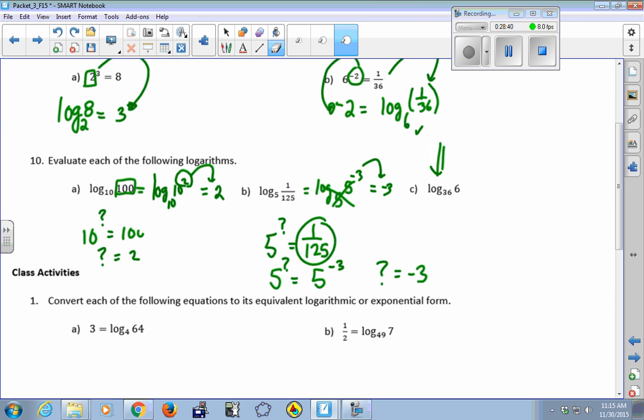Now, this is the whole reason why we did the second preview exercise. This says 36 to what power, because we know whatever the answer here is going to be the exponent, gives me 6. 36 to what power gives me 6? 1/2, right, the square root.